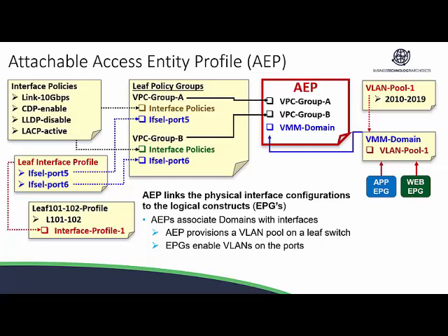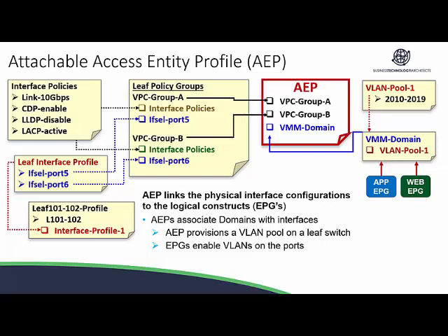And then the AEP will represent the group of external entities with similar infrastructure policy requirements. The infrastructure policies consist of physical interface policies such as CDP, Link Layer Discovery Protocol, MTU, LACP, and AEP is required to deploy VLAN pools on leaf switches. You will never get traffic to flow because remember ACI is VLAN tagged throughout the fabric unless there is an AEP. So it is required to deploy VLAN pools on leaf switches.